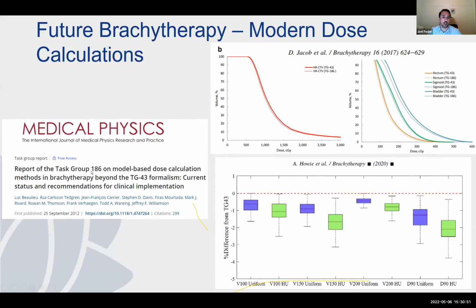Basically, what the American Association of Physicists in Medicine have come up with is a new type of model-based dose calculation formalism, and that's basically taking into account the densities in each of the voxels. So I've got slides here from 2 different publications just to give you an idea of what these model-based dose calculation algorithms might show relative to a more traditional TG43-based algorithm.